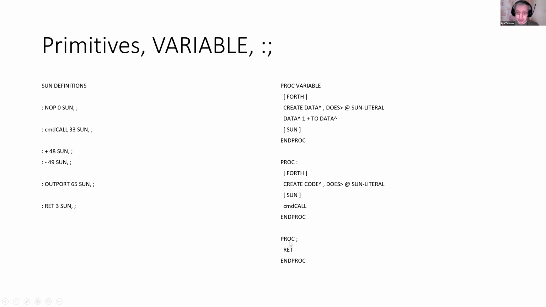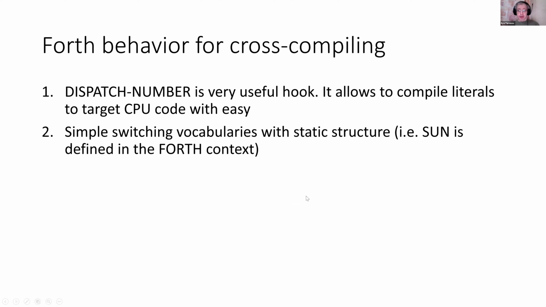And this is a very simple definition of colon definition and semicolon. It's just producing a return address. And you can see this switching between Forth vocabulary and Soft vocabulary. Later, I will explain why I use at least two different approaches from standard Forth. We can see it for now.